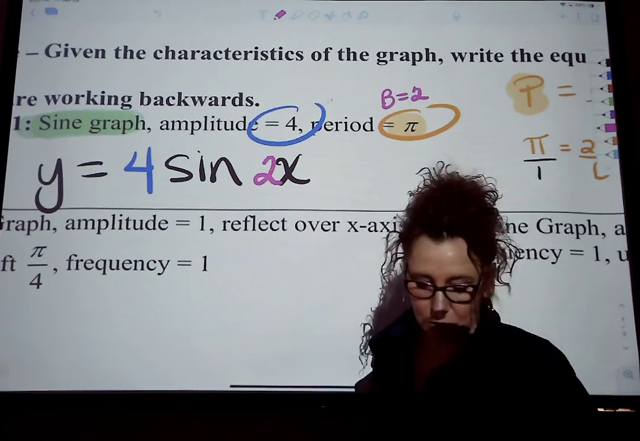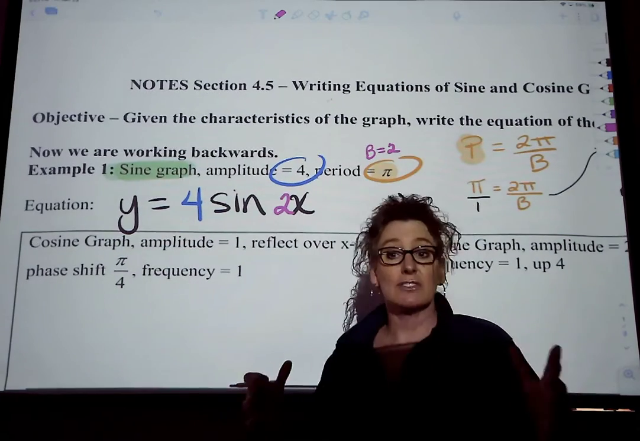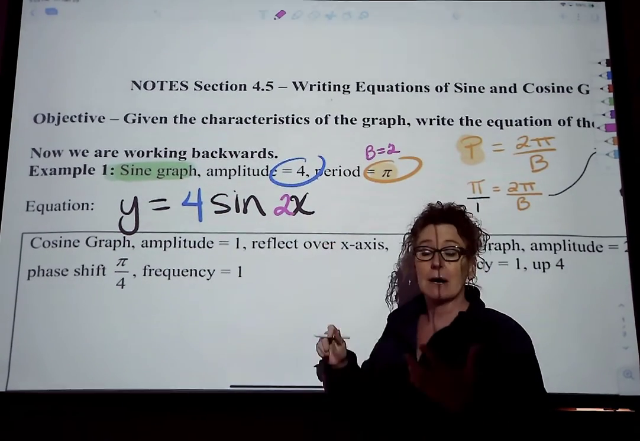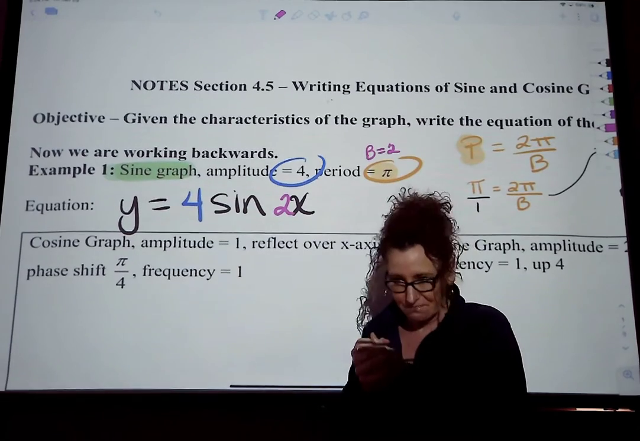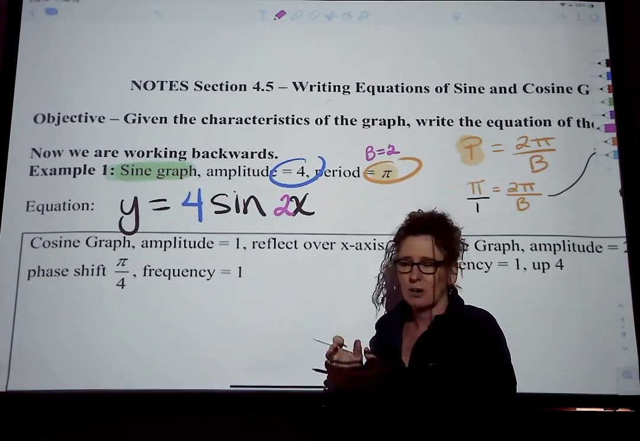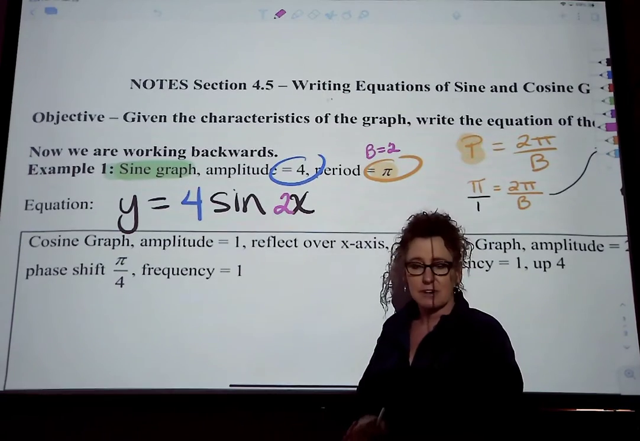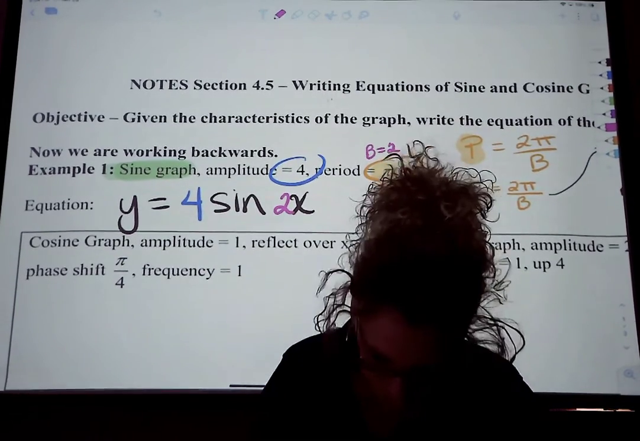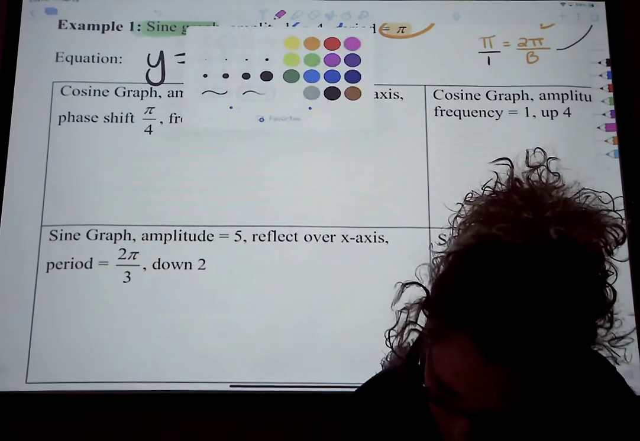So b equals 2. I put a 2 in front of the x. That's all that's going on. If you want to, you can put parentheses around the 2x, but according to order of operations you would do multiplication first anyway, so you don't have to. If you like them, you can put them there. Okay, let's go on. Let's do a couple more.